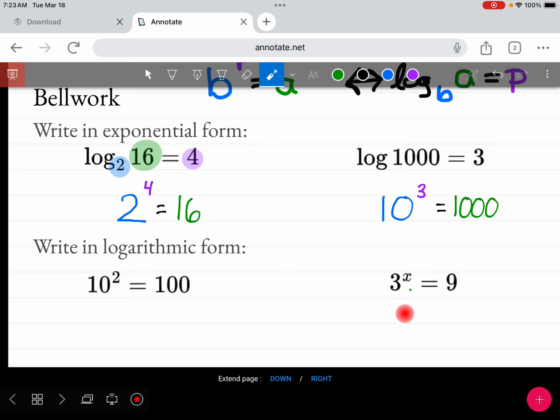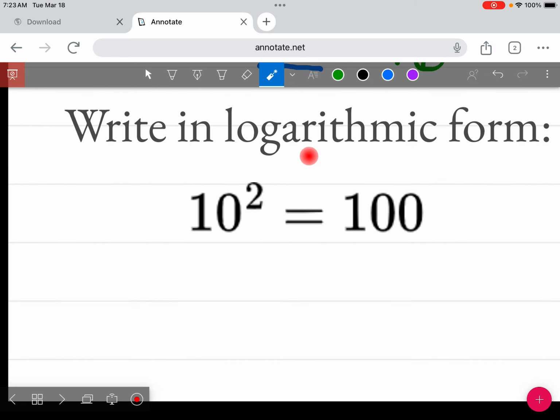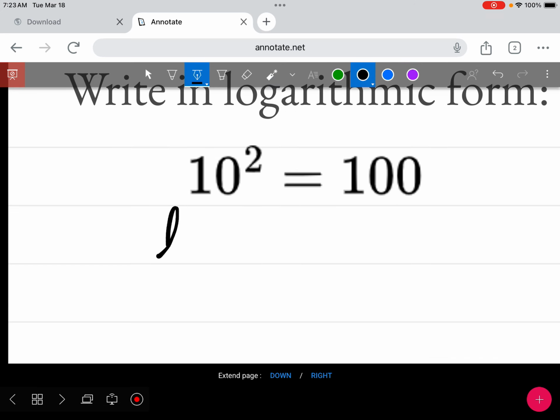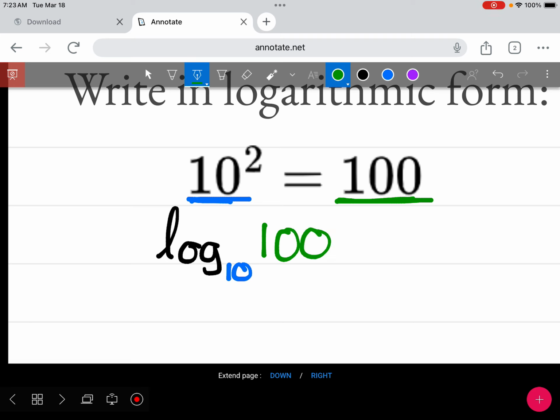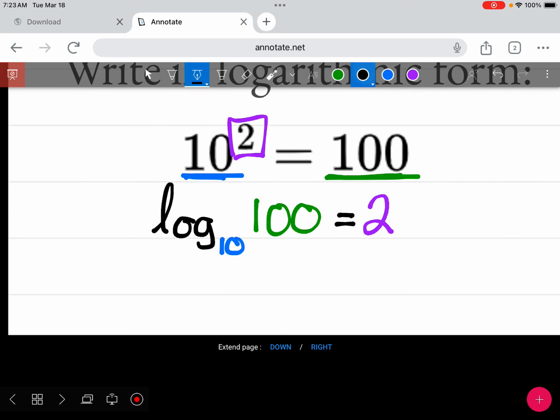So then these next two are going in the opposite direction. We're taking the exponential form and we're writing it as a log. So on this first one, it's very similar to the one we just did, because we have our log that has a base of 10. Our argument is the 100, and it's going to equal that power of 2. So I could write it just like this. It's not wrong.